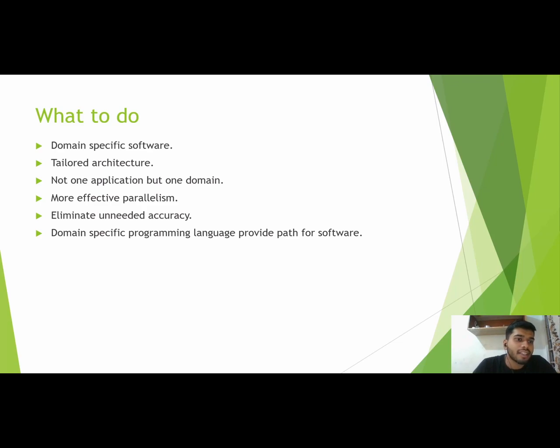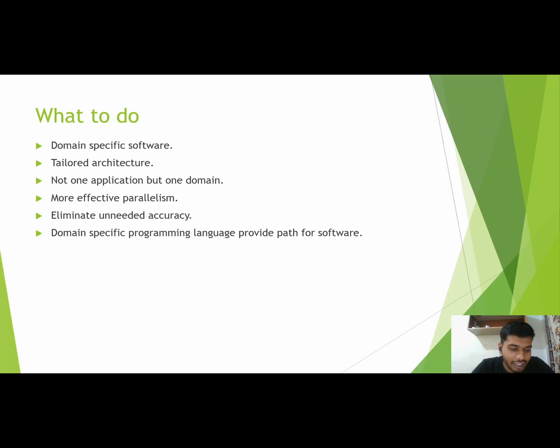The next point is not one application but one domain. As told earlier, it's not that if software is made for, say, Premiere Pro, the architecture should work only for Premiere Pro. No, it's not like that. For video editing, there should be one complete architecture that caters to all the software in the domain of video editing. The same for programming or, say, gaming: there should be domain-specific hardware or architectural requirements. The next topic is more effective parallelism.